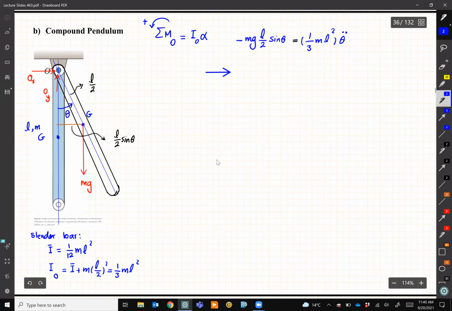So let's simplify things and get things ordered. What do I get here? Theta double dot plus 3g/2L theta equal to 0. So my natural frequency squared will be 3g/2L.